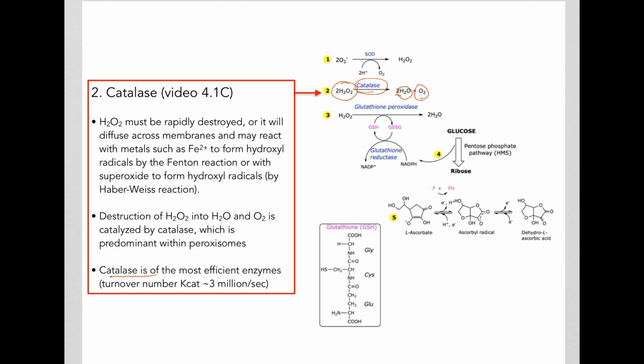Now catalase is one of the most efficient enzymes in our body. If you remember turnover number that we talked about in enzyme kinetics, how many substrate molecules are converted into products per second, the kcat, the turnover number for catalase, is estimated to be around 3 million per second. That means 3 million hydrogen peroxide molecules can be converted to water and oxygen per second. Very, very efficient enzyme, and you can see why this is so important to protect our cells, especially against this hydrogen peroxide.